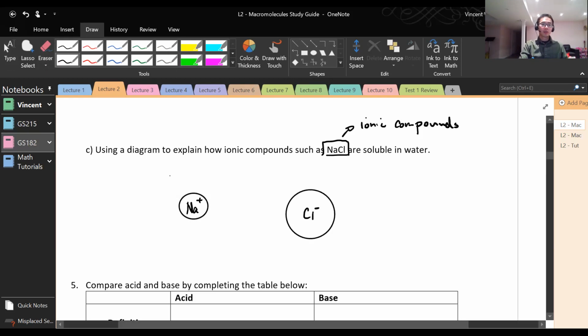And what the water molecule will do is the water molecule will come, and because sodium is positively charged, they will orient themselves such that the oxygen will be pointing towards it.